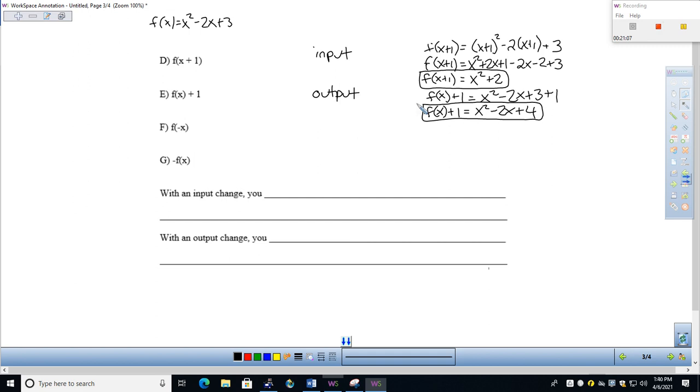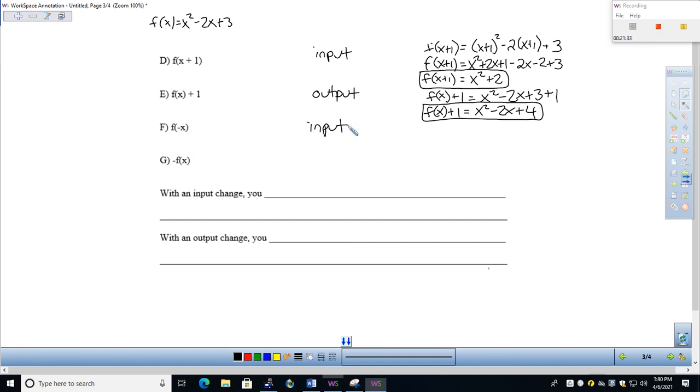All right. So I'm hoping you're really starting to see the distinction between input change and output change. Notice I'm just trying to keep the numbers the same so you can really see it. Plus 1 inside, plus 1 outside. All right, how about this one? F of negative x. Do you see that that negative x has changed? It was x, now it's negative x. So it is an input change inside the parentheses.